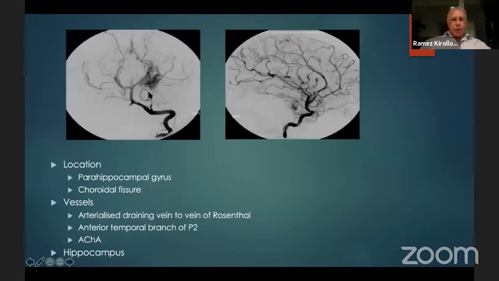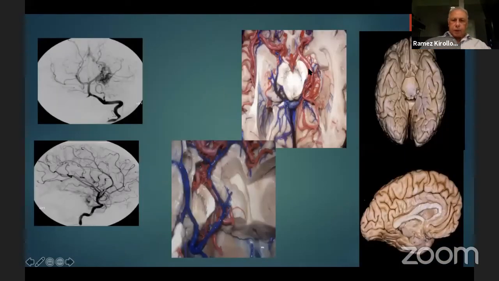This one is in the parahippocampal gyrus, and you can tell it's going to the choroidal fissure because there is some supply from the anterior choroidal artery, and it's draining to the vein of Rosenthal. And again, here is the choroidal fissure, and you can see the parahippocampal gyrus and the vein going to the vein of Rosenthal.